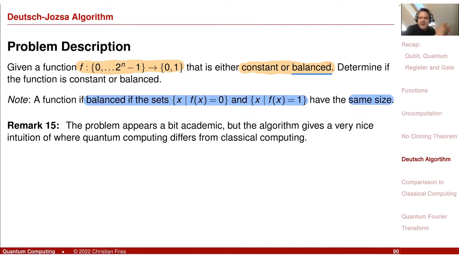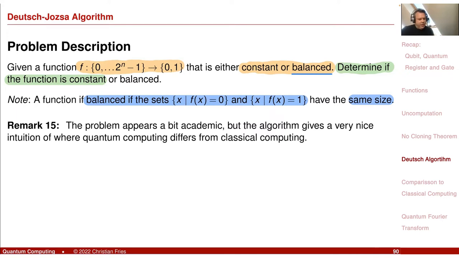And we would like to find an algorithm that finds out whether the function is constant or balanced. The problem appears a bit academic, but it gives us a very nice intuition of where quantum computer algorithms differ. If you would like to test this on a classical computer, you would need 2 to the power of n minus 1, plus 1 function evaluations in the worst case.